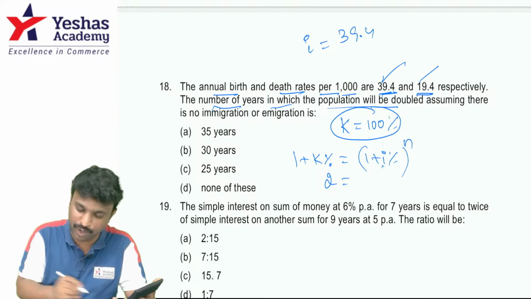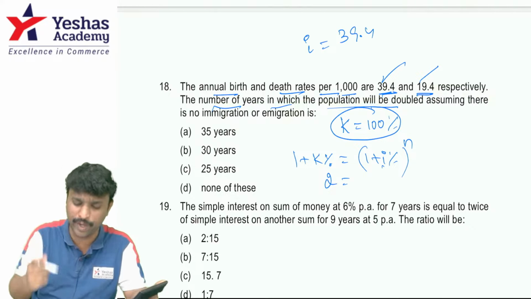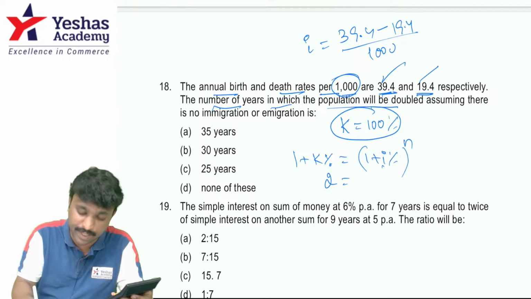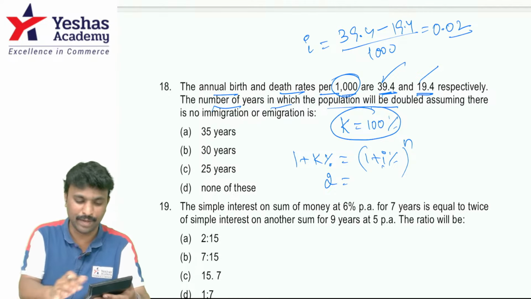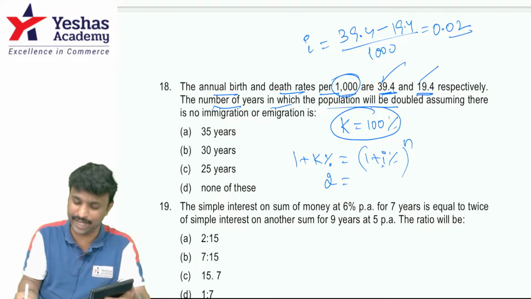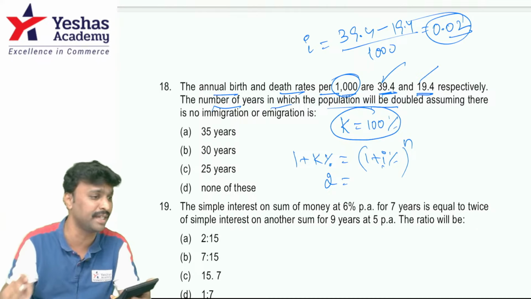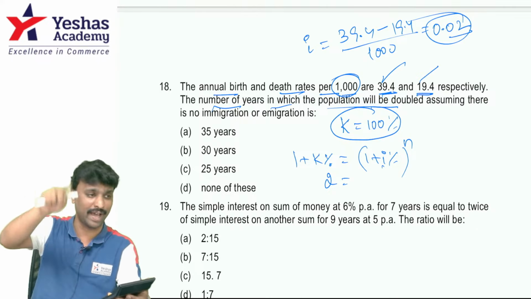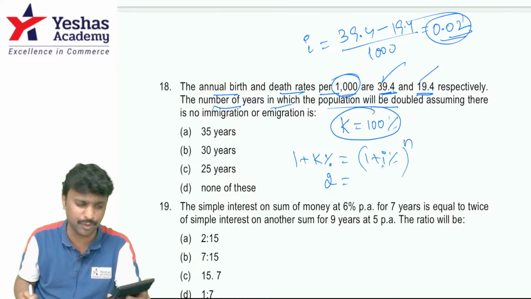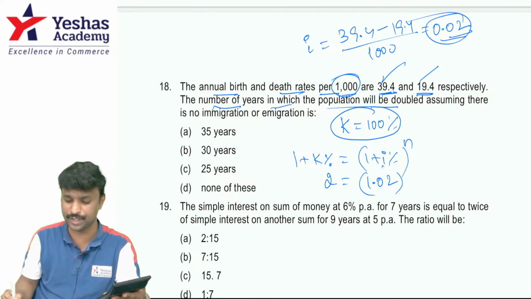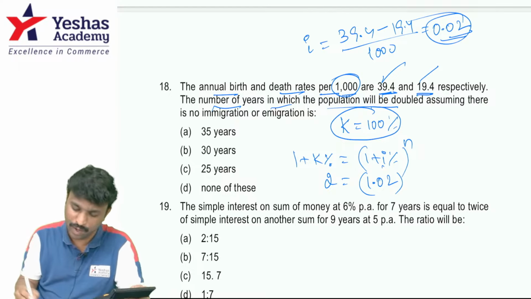Birth rate is 39.4 and death rate is 19.4. So how do I find the growth rate? 39.4 minus 19.4 divided by, out of 1000 it is. So the result that you get over here is 0.02. So 1 plus 0.02, I need not press a percentage here because it is a decimal value only. Had it been a percentage, then 1 plus that value, press a percentage. Since it is a decimal value, straight away it is 1.02. 1 plus 0.02 is 1.02 power n.